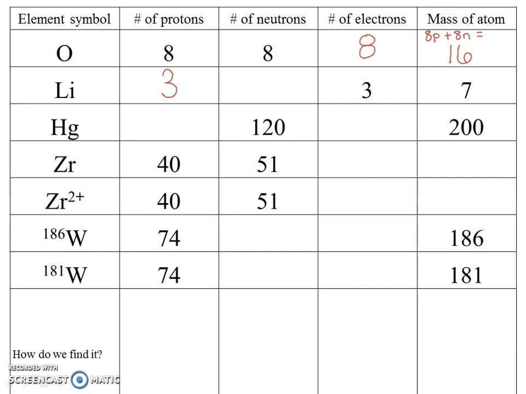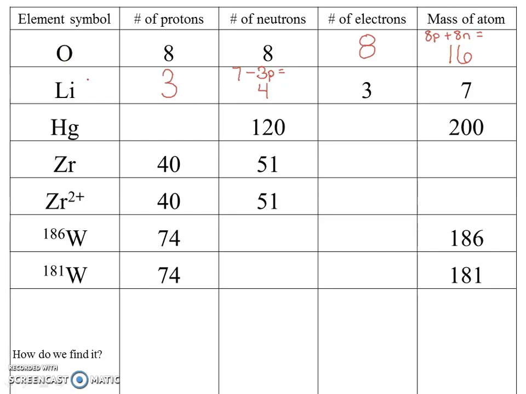How many neutrons are in this lithium atom? If the mass is 7, and we subtract the 3 masses that we know are protons, whatever's left must be neutrons. So therefore, we have 4 neutrons in this atom of lithium. Notice I'm saying atom and not ion because there is no charge here, so it must be neutral.